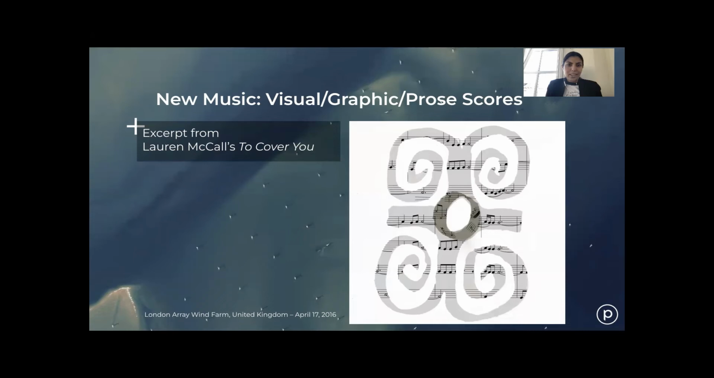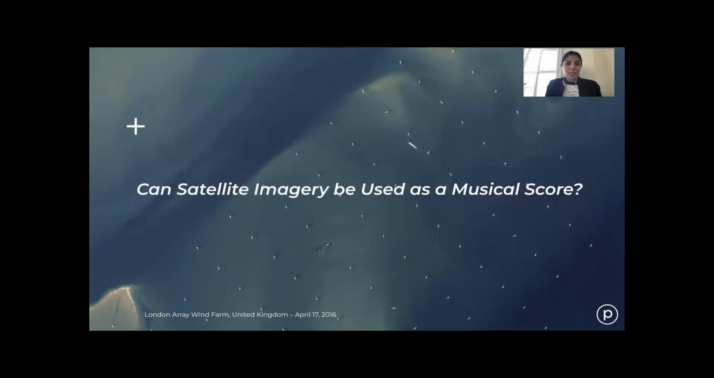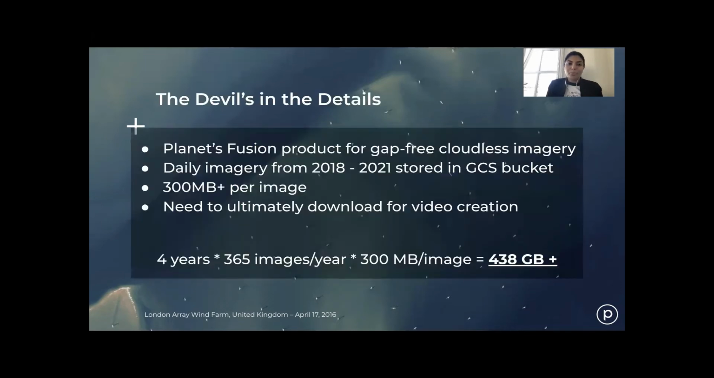So I had an idea. I was wondering, can I use satellite imagery as a musical score? After all, a score offers a musician guidance about how sounds move through time, just like a satellite image is a snapshot of the world at a given point in time. So I figured if I strung together enough satellite imagery to see the world change through time, I could sort of read that as one would read a musical score. So I started looking into the details to see how this would happen.